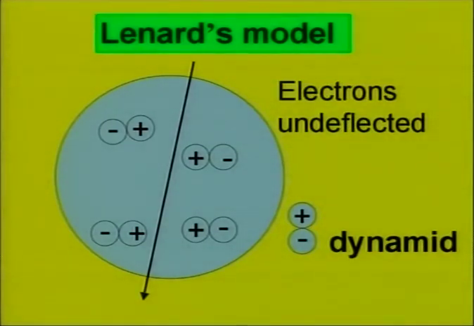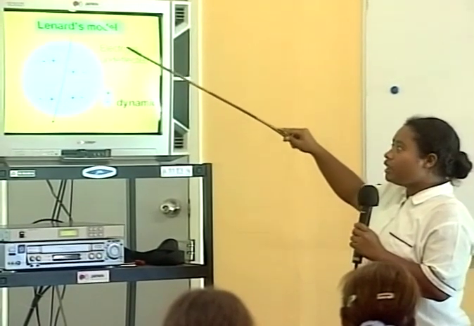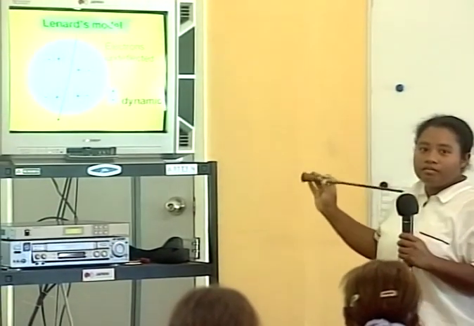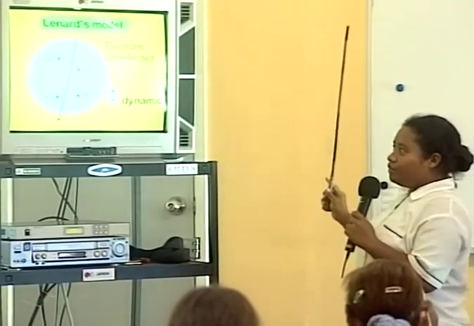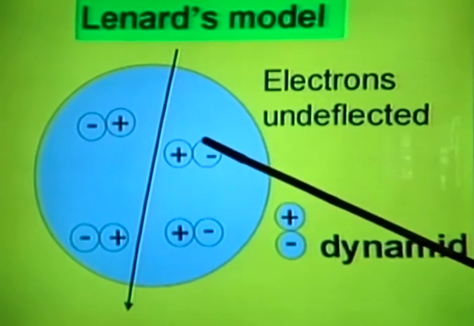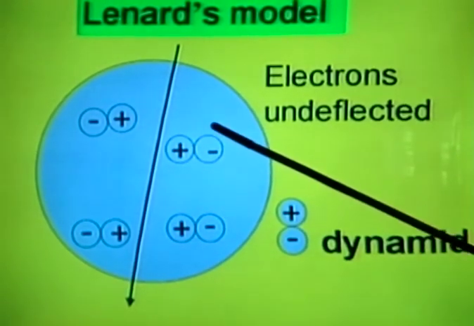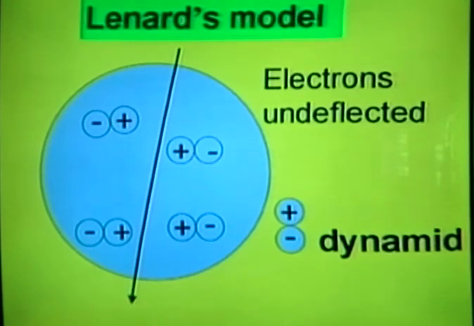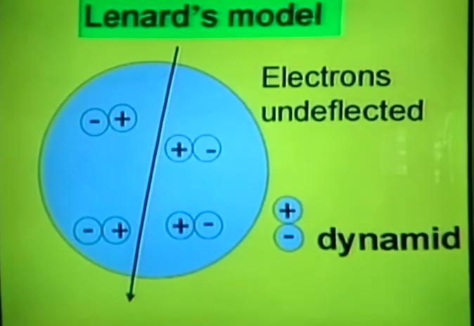Lenard proved his atom theory like this. He showed the alpha rays through the atom, and they traveled straight through, and there was no deflection. So what he said was that the alpha rays don't touch anything in the atom. They don't come in contact with anything in the atom. They just travel right through. Can you please copy that diagram?